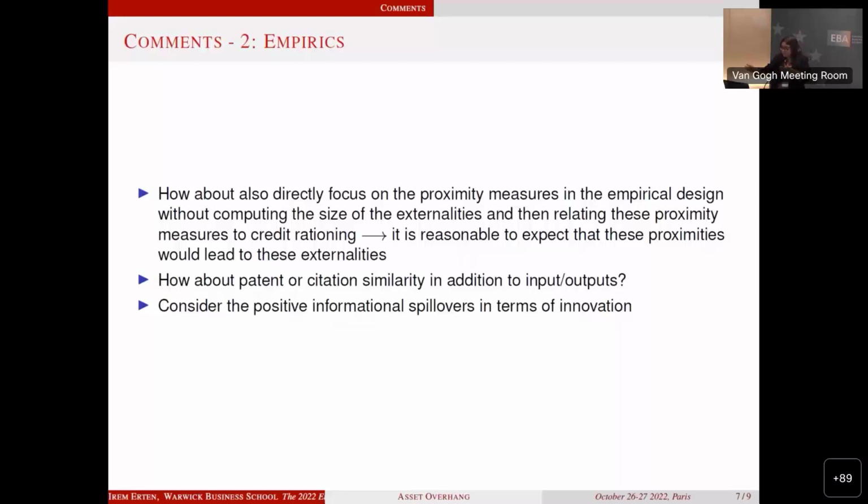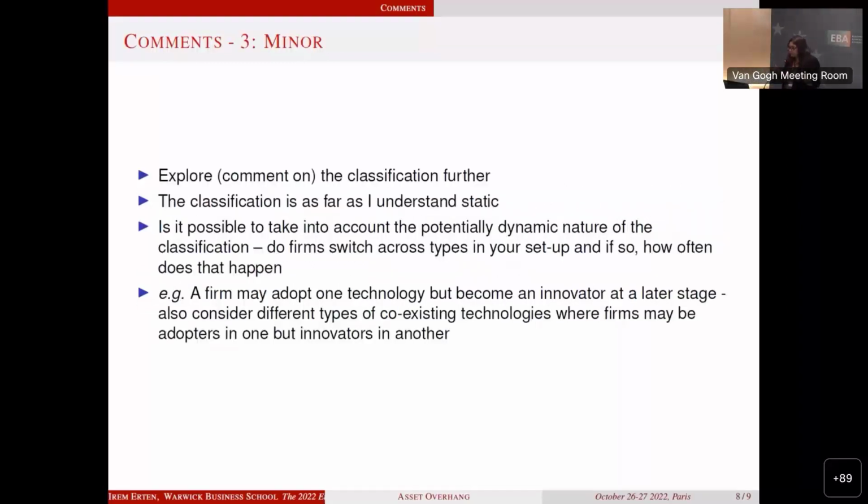So patents and citations could be maybe another channel, I think this paper and a follow-up paper to consider. And more minor comments is maybe it might make sense to explore the classification further. As far as I understand, the authors have a very detailed classification. They've really meticulously done, but it's static, I think. So what they can do, if they want, is to also maybe consider the dynamic nature of these classifications and see to what extent firms switch across types in your setup, and to what extent that can change.